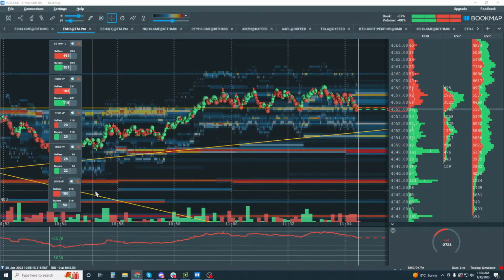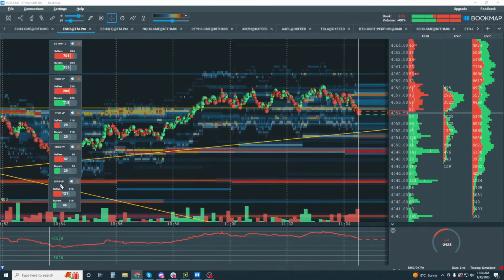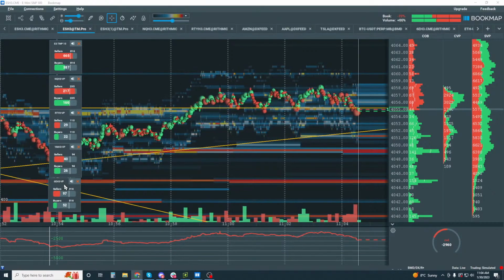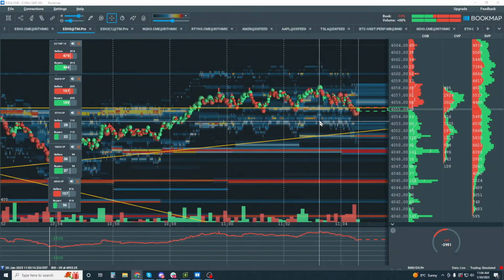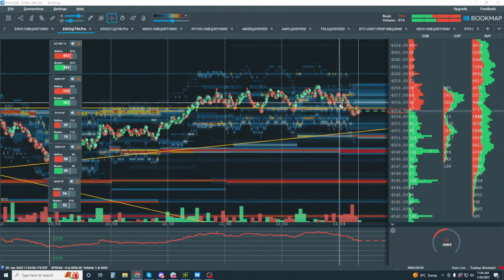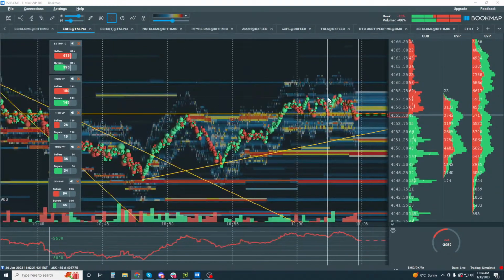Okay, if they're selling, shorting the euro dollar, it means they're shorting the euro, buying the dollar, looking for dollar strength, and we're looking for a sell-off to correlate with the stock indexes. Okay, does that make sense?